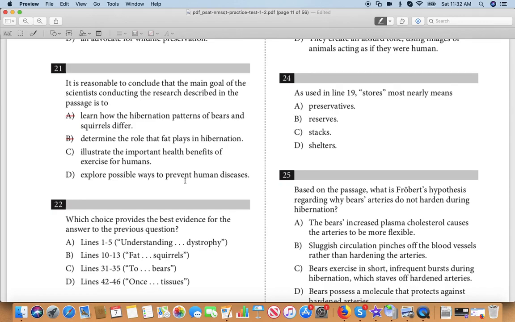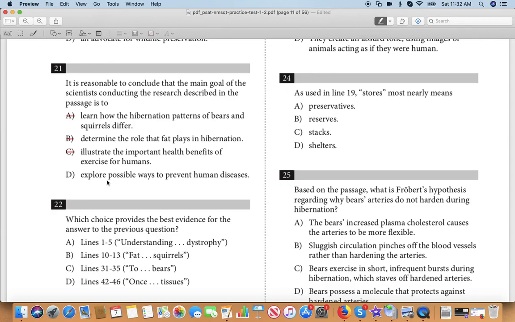Illustrate the important health benefits of exercise for humans. Is that the main goal of the scientist conducting the research described in the passage? It is not the main goal. Not even close. I hope D works. Go ahead and read D.